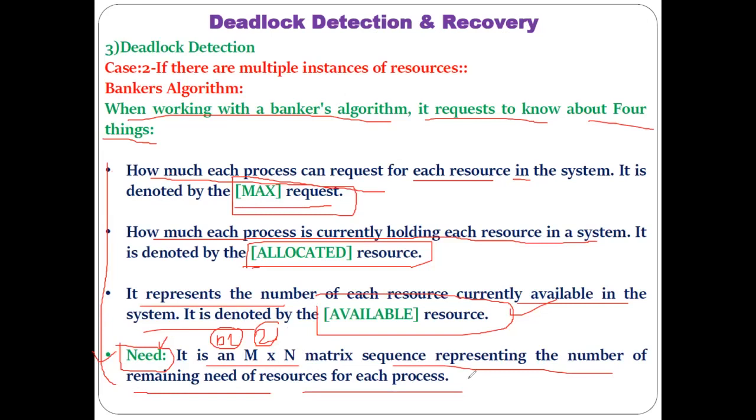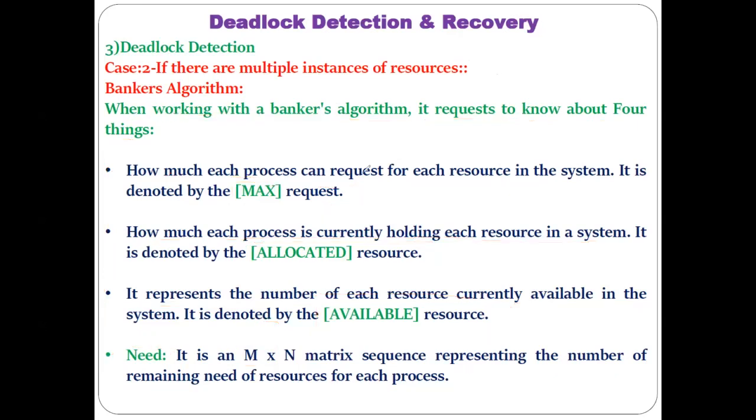How many remaining resources can be required by that particular process? That information is maintained in the need matrix. So Banker's algorithm works with the help of these four kinds of matrix information: the max matrix, the allocation matrix, the available resource matrix, and the need resource matrix. Banker's algorithm tries to predict whether the system will be in the safe state or in the unsafe state.